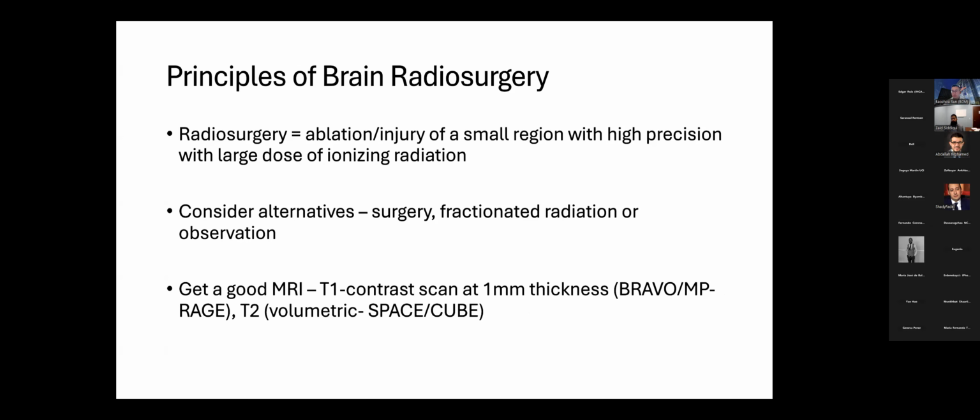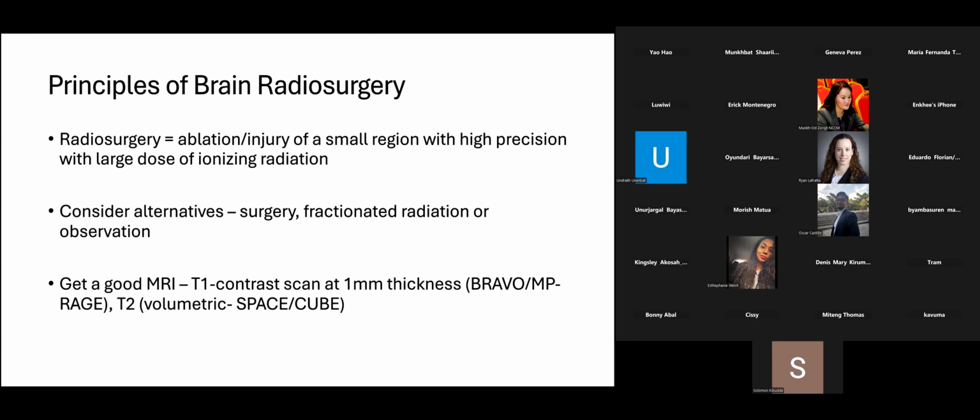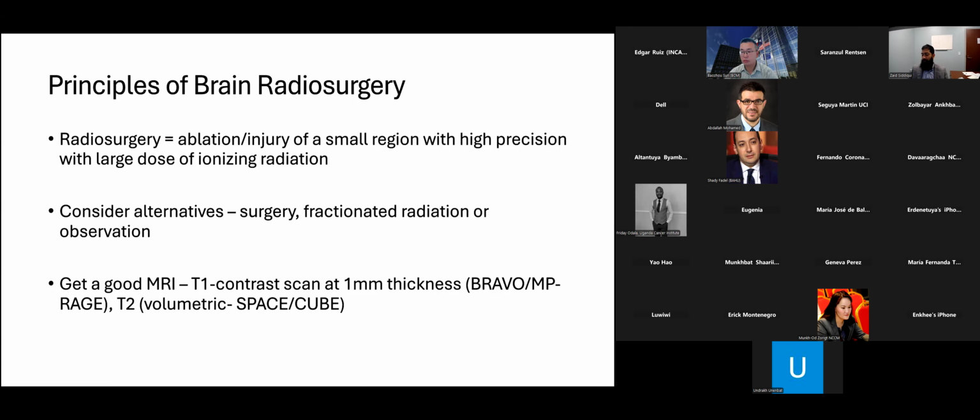So we don't care a lot about diffusion. We don't care a lot about ADC and SWI and all these other sequences, or even FLAIR, to be honest. But T1 contrast and T2 are critically important. There are many studies on which kind of T1 contrast MRI is best for radiosurgery. There's no one good answer, but I will say that depending on whether you have GE or Siemens or another scanner, these names will differ greatly.